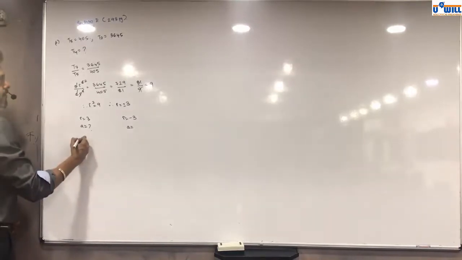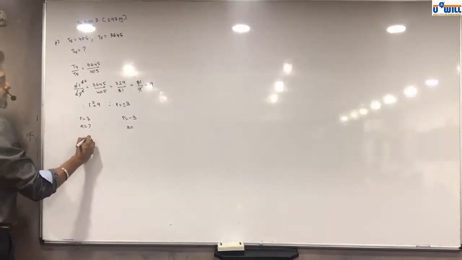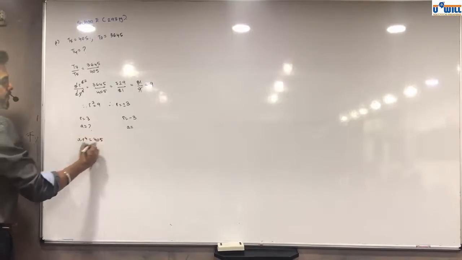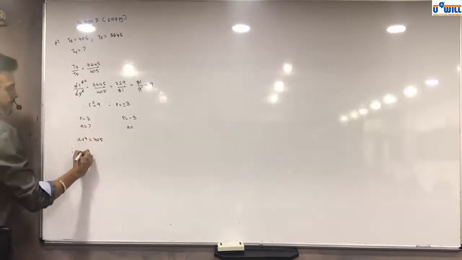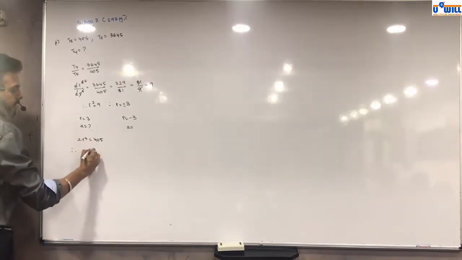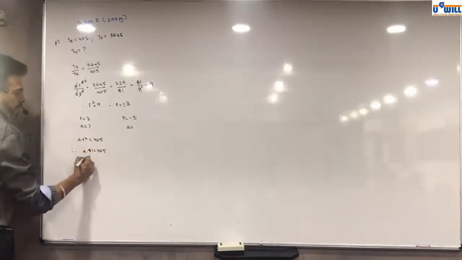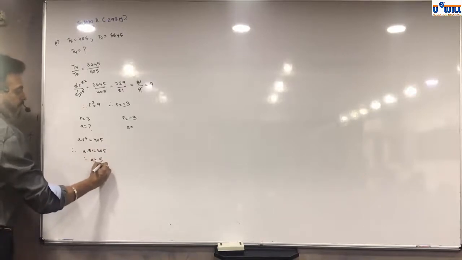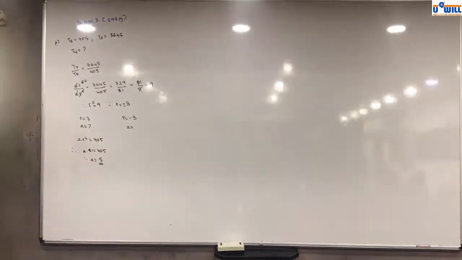Okay, T5. So A into R raised to 4 is equal to 405. Therefore, A into 3 raised to 4, which is 81, is equal to 405. Therefore, A is equal to 5. 405 divided by 81 is 5.